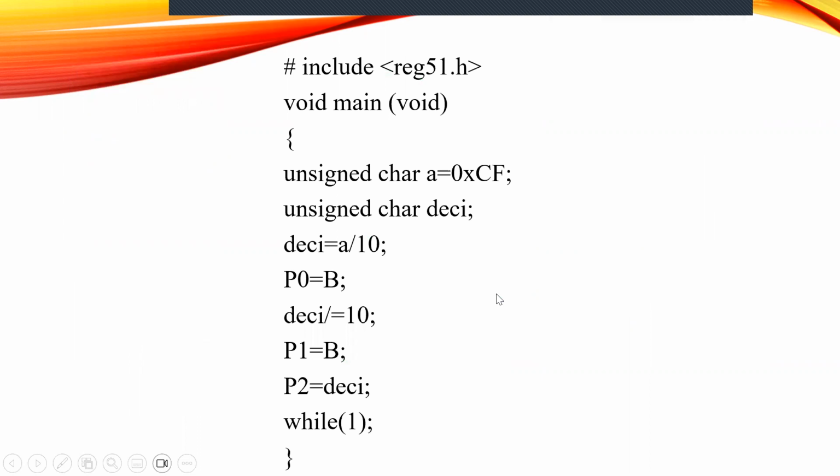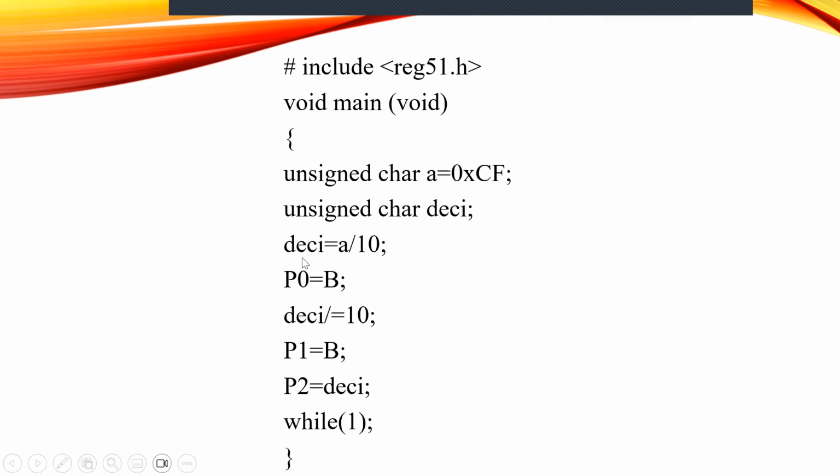So for this, as usual, you will have the reg51.h to map all the libraries of the 8051 microcontroller, and then going into your main function, you are going to assign a character of hexadecimal value, that is 0xCF. Here CF is nothing but your hexadecimal value. Now this hexadecimal value will be converted to decimal, and that decimal will be stored in different ports like P0, P1, P2. So now, how to convert this hexadecimal to decimal?